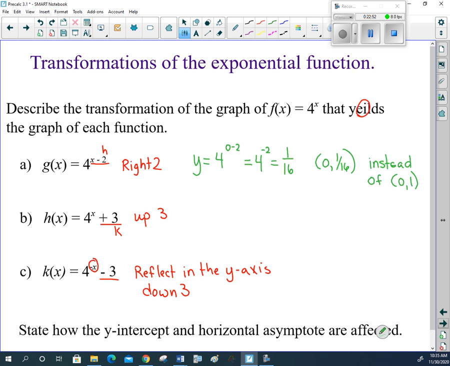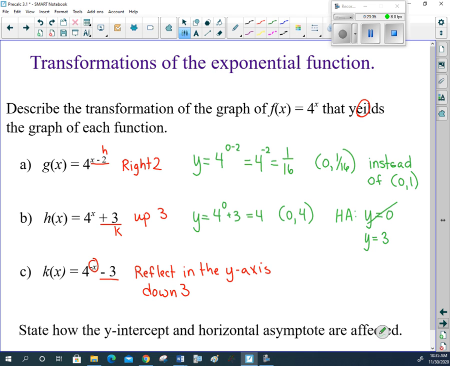Well, if we want to figure out how that changed the y-intercept, it's going to be 4 to the 0 power plus 3. Well, 4 to the 0 is 1. 1 plus 3 is 4, right? So the y-intercept is now (0, 4). So that actually moved the y-intercept up one spot. Oh, excuse me, 3 spots. Sorry. We went from (0, 1) to (0, 4). So it moved it up 3. And this one will also affect the asymptote. Since you're moving up and down, your horizontal asymptote, instead of being at y equals 0, is now going to be at y equals 3. It's going to move it up 3 also.